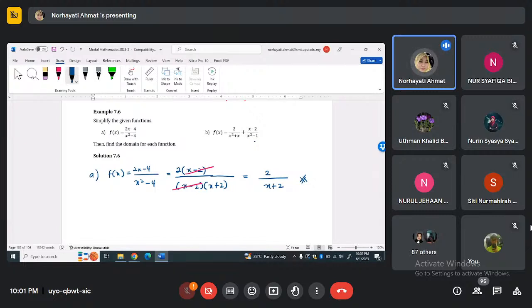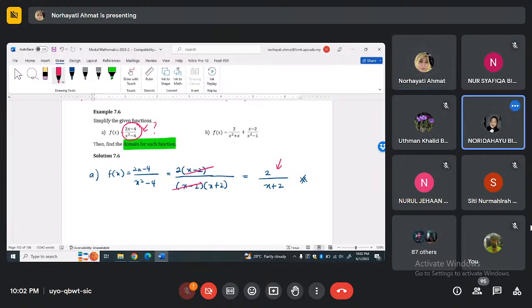Okay, now what is the domain for this function? Apa function domain dia? Do we need to find the domain of the simplified rational function or the original rational function? Mana satu kita nak fokus? Dekat yang ini atau ini? Which one? Domain. Simplify. Simplify.